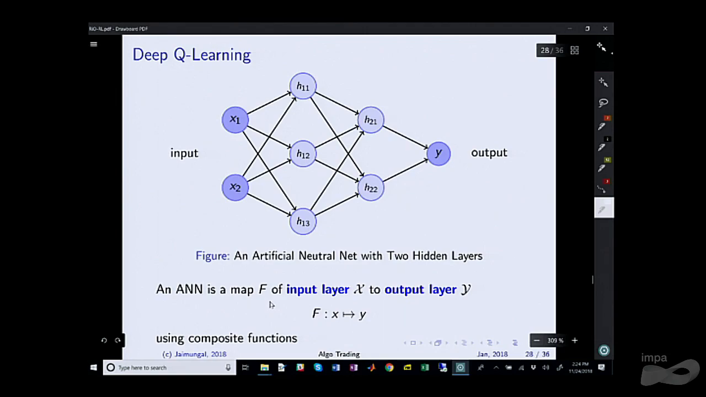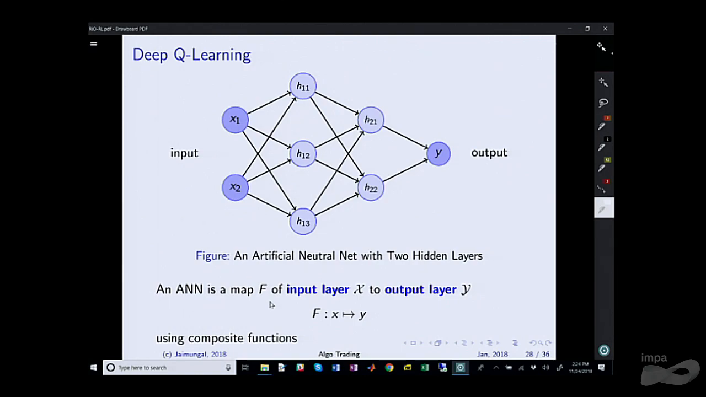So what is a neural net? Because not necessarily everyone knows. Really, it's simply this. It's a map from an input layer to an output layer. And that map is constructed through a bunch of composite functions. So this is a typical example. We have an input layer, x1 and x2. Those are my input variables. They could be price change and order flow or whatever you want.